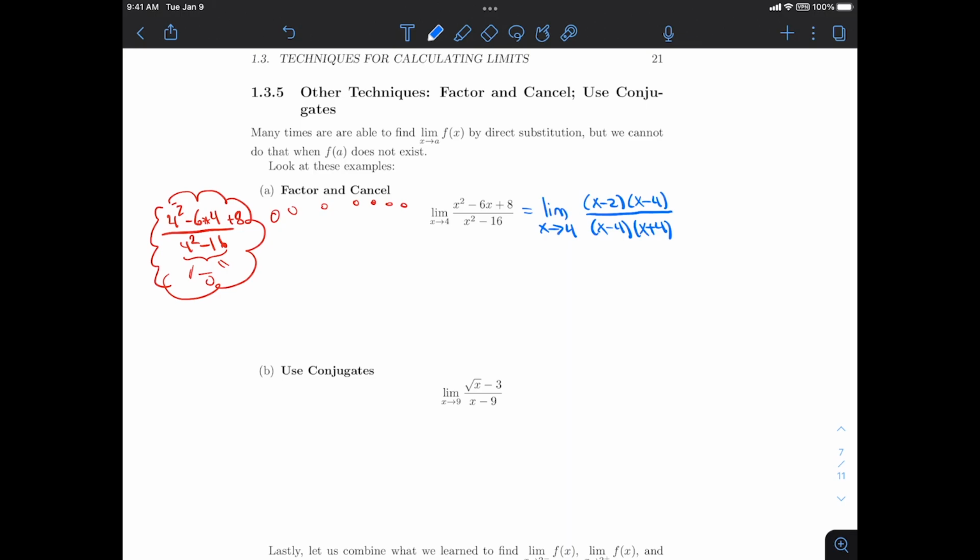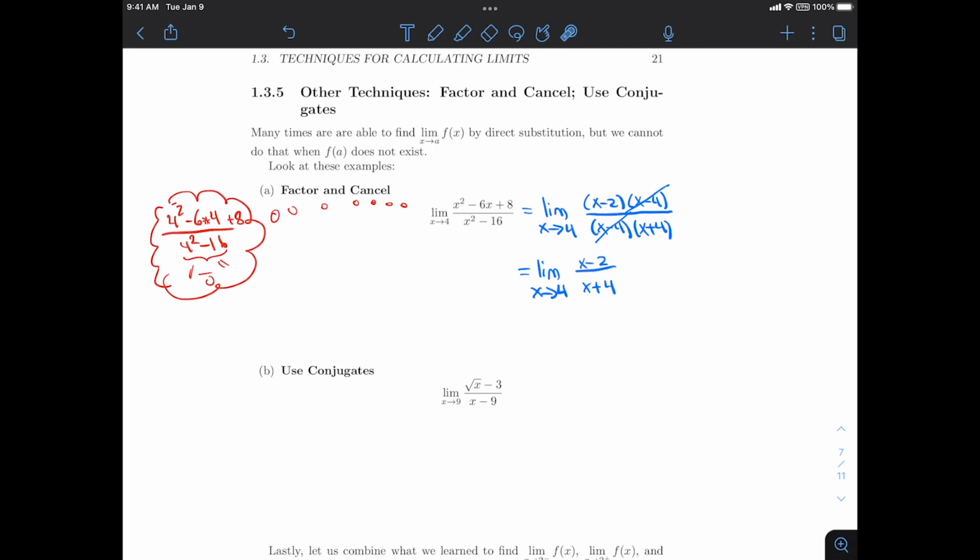The fact that you've done that now allows you to cancel these two terms out. Remember, when you're calculating a limit as x approaches 4, x never equals 4. It's just very, very close to 4, but never equal to 4. So that means x minus 4 is not 0, and you can divide by it. So you are allowed to cancel these out. And then the limit, as x approaches 4, of x minus 2 over x plus 4, that's what's left.